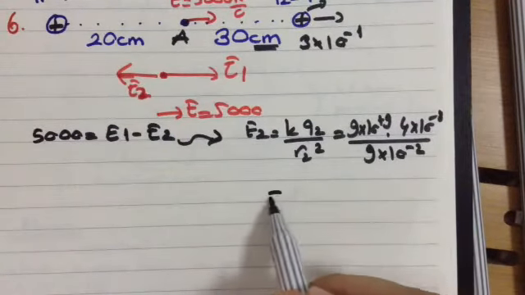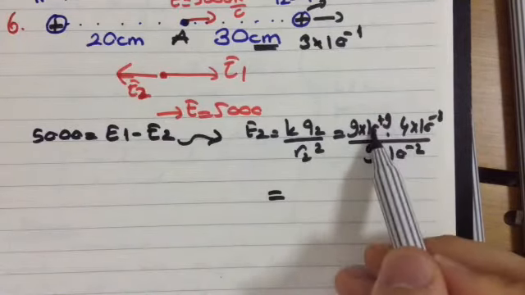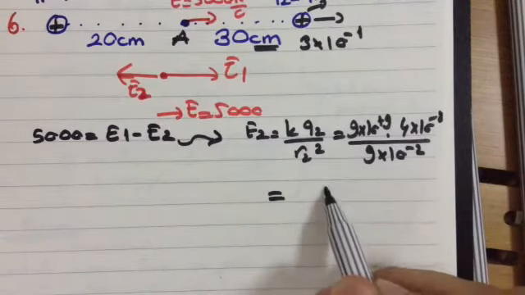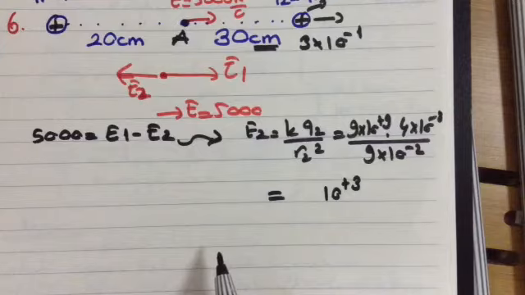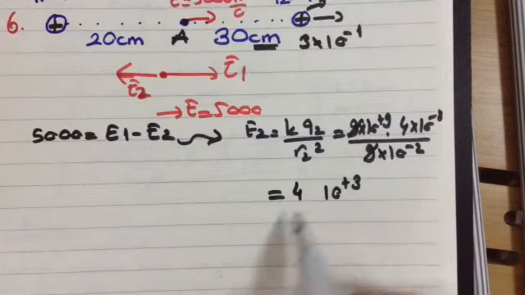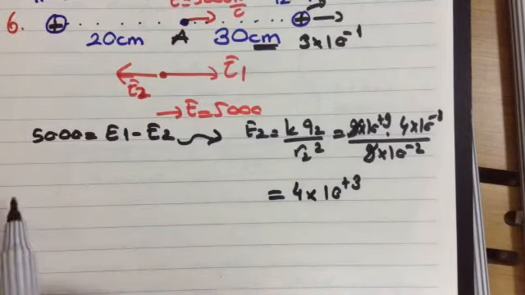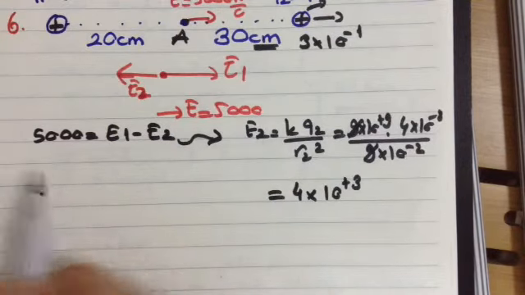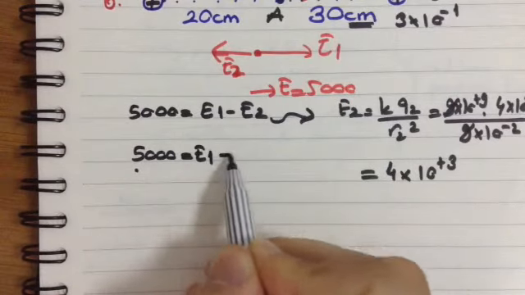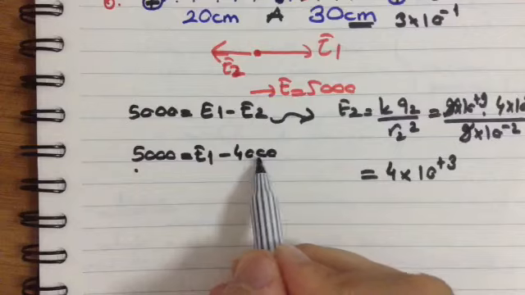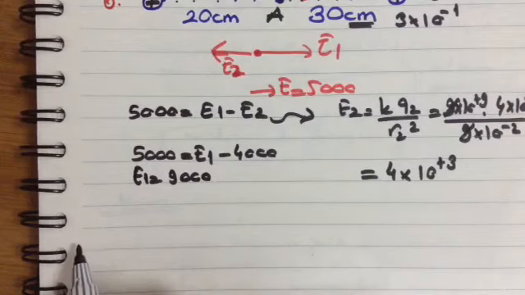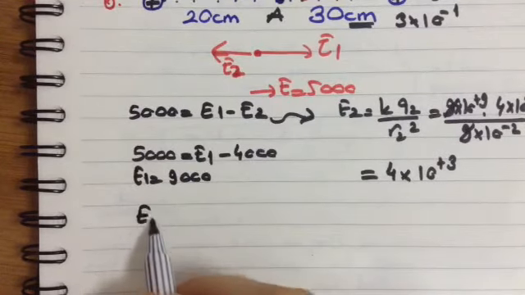And let me write electrical field 2 in here: plus 9 and plus 1, and minus 2 go up, like plus 3, and I will write in here plus 3. 9 and 9 cancel each other, and you will have only 4 left in here. This is 4 times 10 to plus 3. And then I will bring and write it to here, then it will become 5000 equals E1 minus 4000. And from here, E1 will be equal to 9000. And let me solve this question from here.